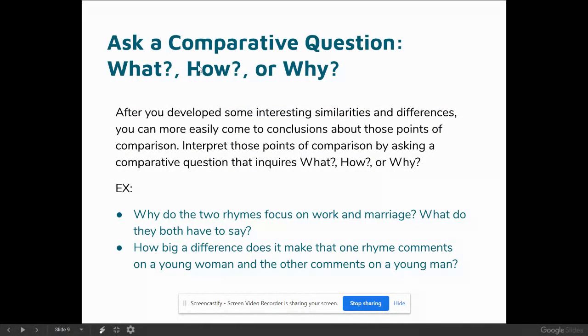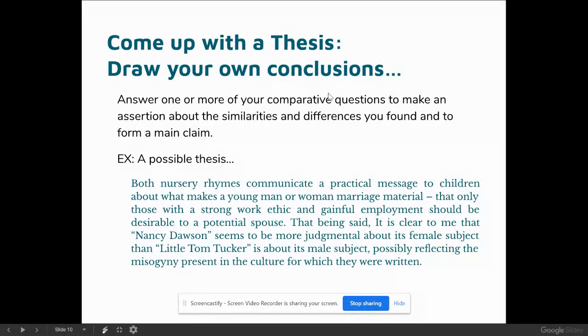When we are looking at these two texts, we really should be asking these what, how, and why questions. So, in other words, why do they both focus on work and marriage? How do they get this message across? What do they both say? How big of a difference does it make? And then we're really taking this piece that we discovered and taking it to the next level.